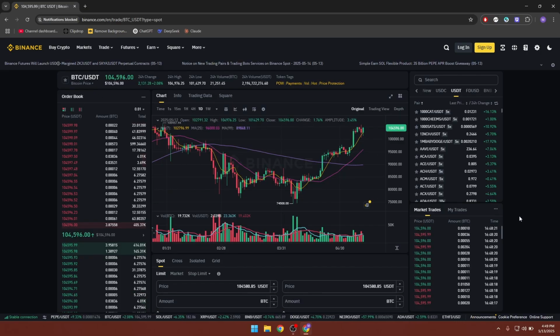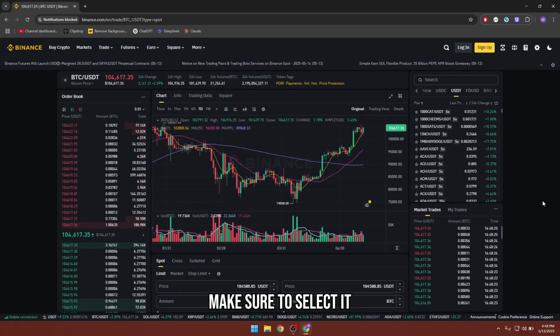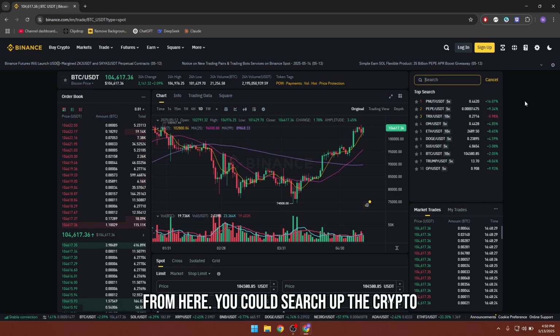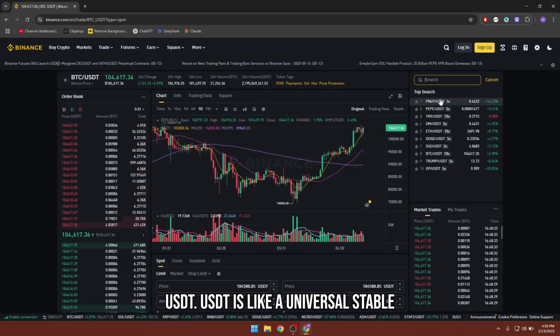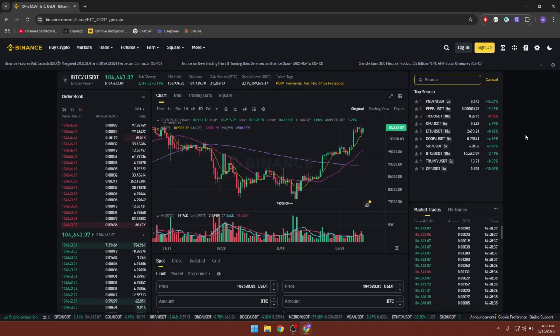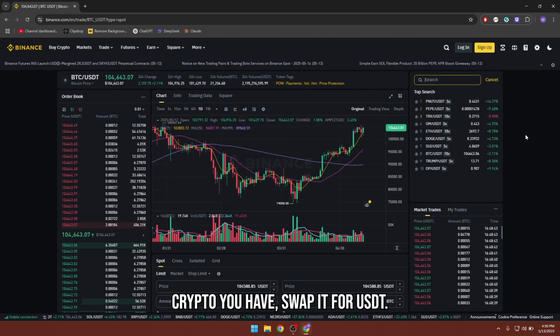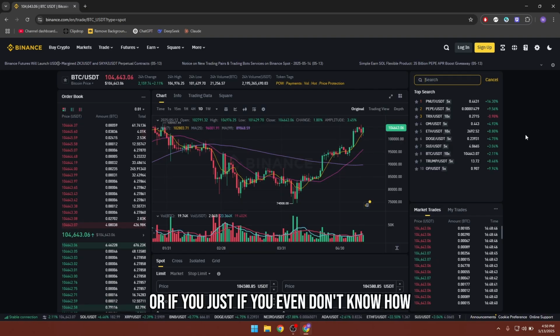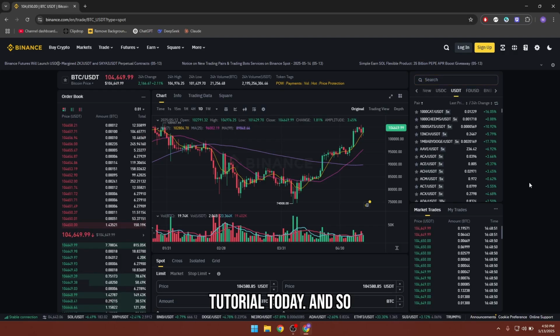So whatever crypto you have deposited, make sure to select it from here. You could search up the crypto you currently have and swap it out for USDT. USDT is like a universal stablecoin pair that works around all exchanges and allows you to swap your crypto for the stablecoin. So whatever crypto you have, swap it for USDT. Or if you don't know how to do that, that's going to be the tutorial today.